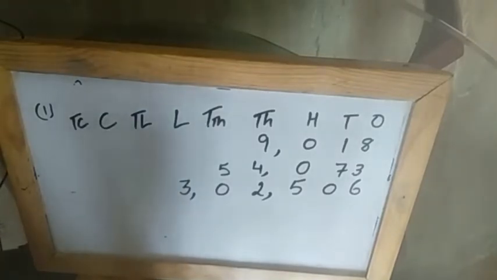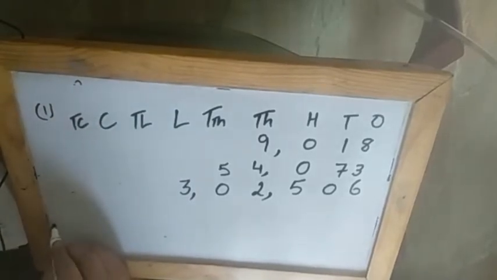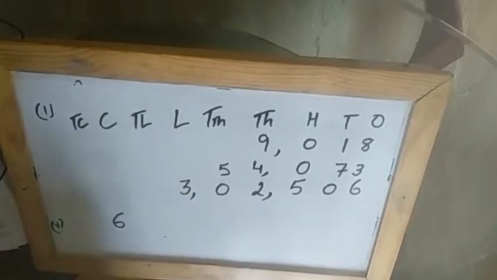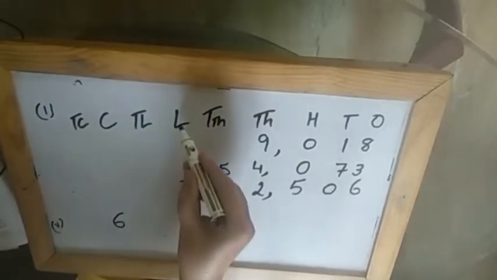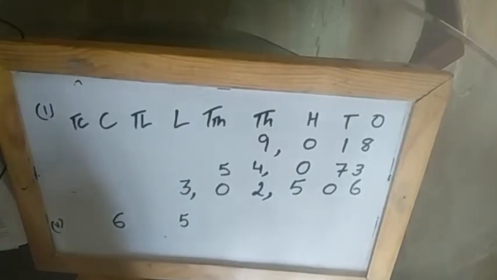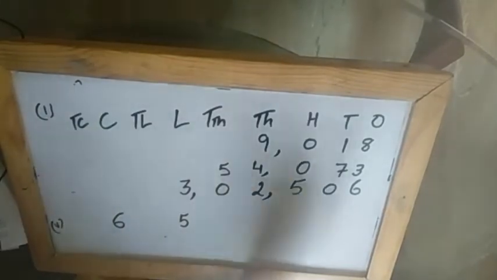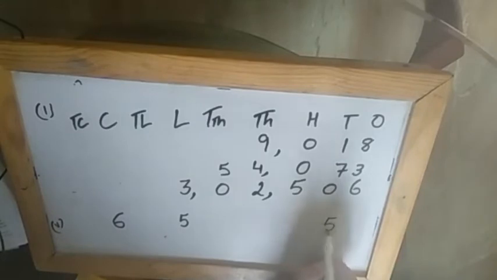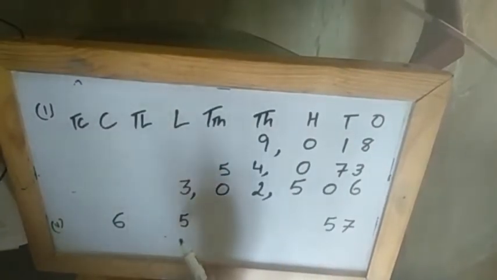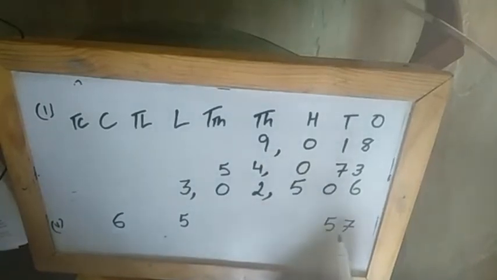Now let me take one more example. Look at the fifth part. I'll do the fifth part now. The fifth part says 6 crore. So this is crores place. So I'll write 6 crores. 5 lakh. So 5 will come under lakh. 57. So 57 means the last two places 57. So 6 crore, 5 lakhs and 57.